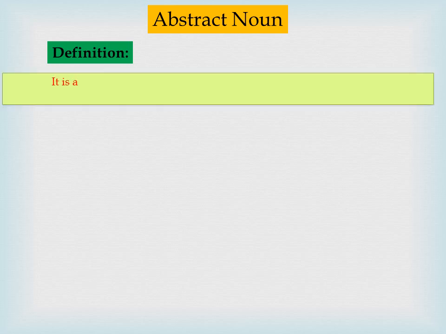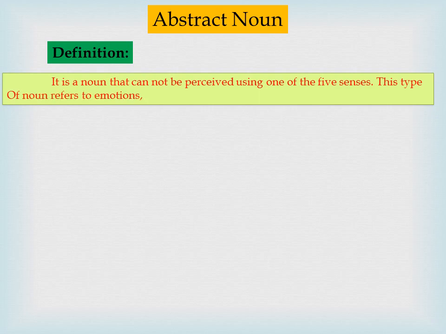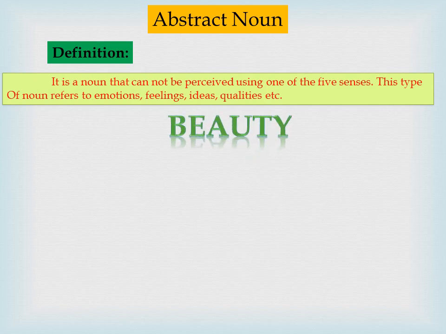Next one is abstract noun. First of all, definition of the abstract noun. It is a noun that cannot be perceived using one of the five senses. This type of noun refers to emotions, feelings, ideas, qualities, etc. In other words, we can say that abstract nouns are beyond our touch, beyond our sight, beyond our hearing. These are just emotions, feelings, ideas, qualities, etc.